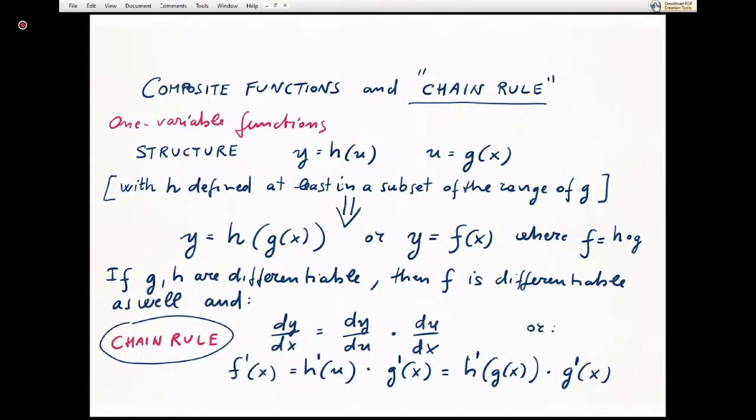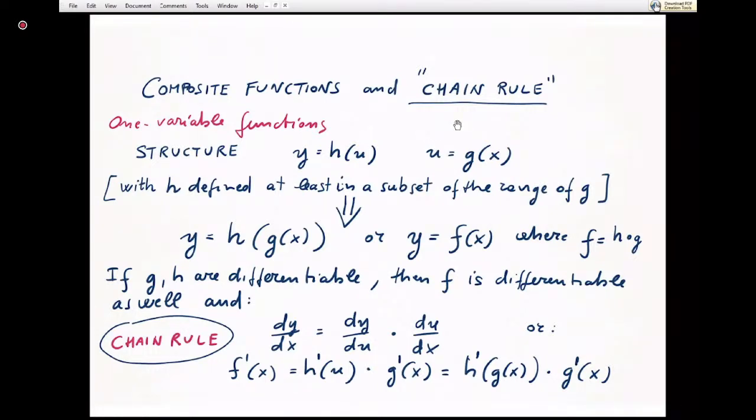So for one variable functions, the structure of a composite function is like this. I have a function g of x, okay? And the dependent variable is called u. On its turn, the dependent variable takes one value corresponding to some particular value of x. It becomes the input of a new function, h, and h transforms u into y. So basically, we have a process by which x is mapped into y in two steps.